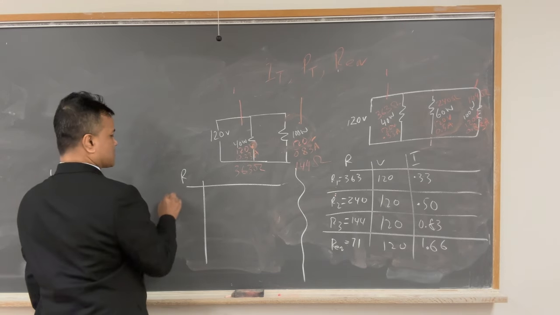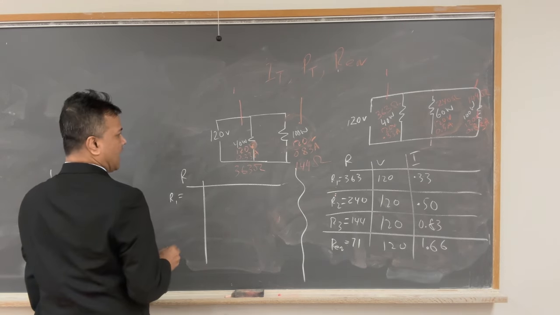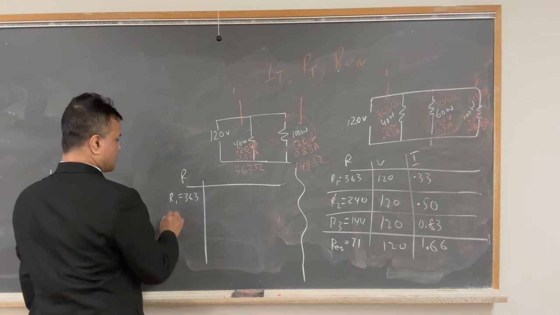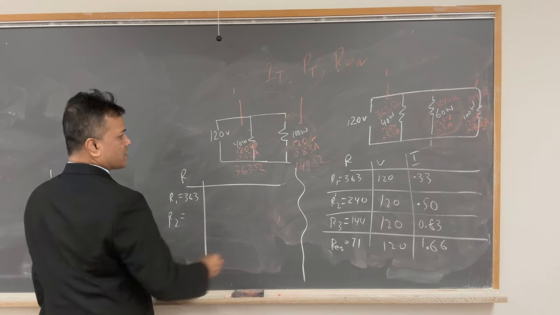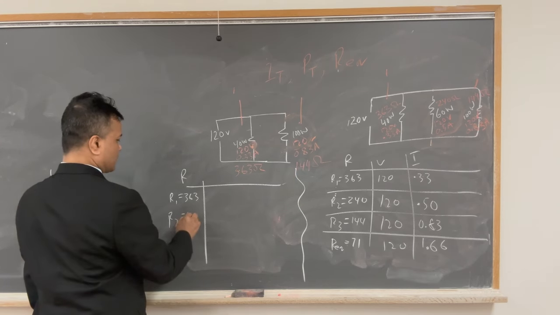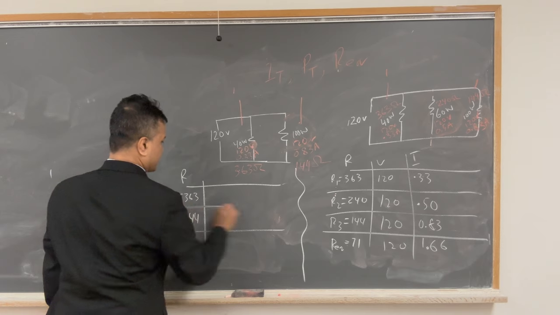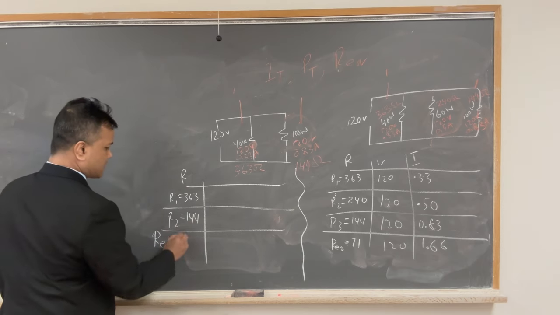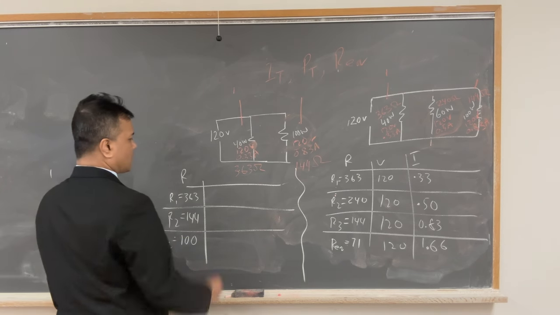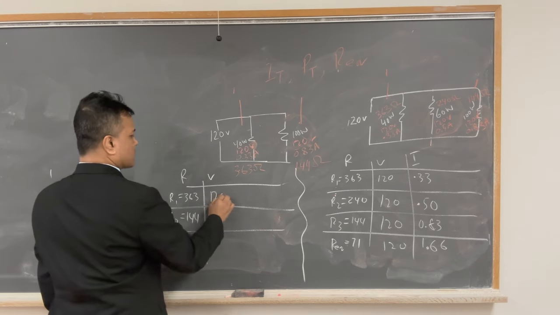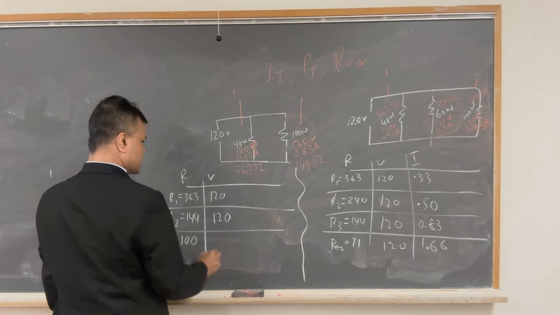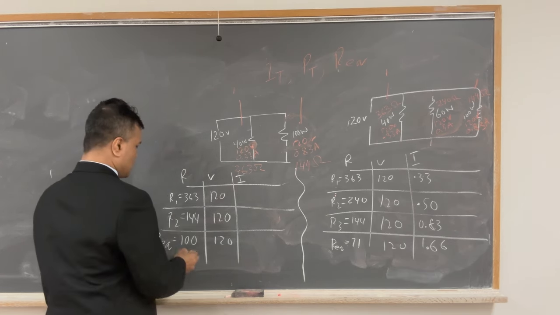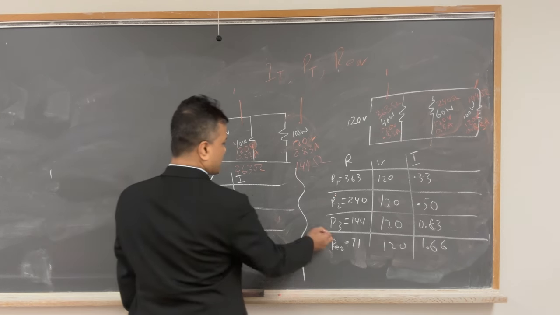This is R. What is R1? R1 is 363. What is R2? R2 is 144. What is R? Equivalence. Oh, okay, they say it's 100. Voltage. Well, total voltage is going to be the same because it's a parallel circuit. However, will the total current be the same? No. So the equivalent resistances are not the same.